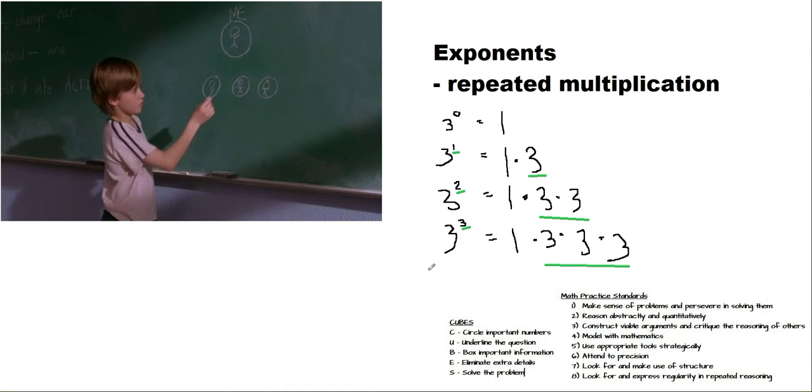The big number, the word for that is the base. The exponent is the small number on the corner. This little guy. So, in a nutshell, exponents are a way of doing abbreviated, quick multiplication, like repeated multiplication.